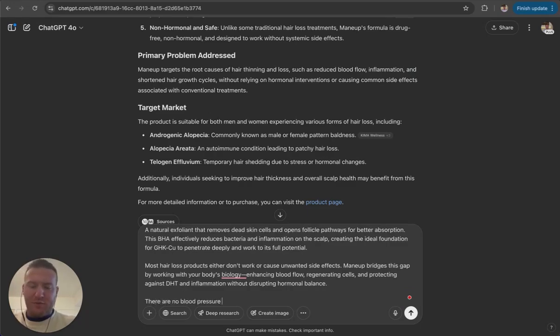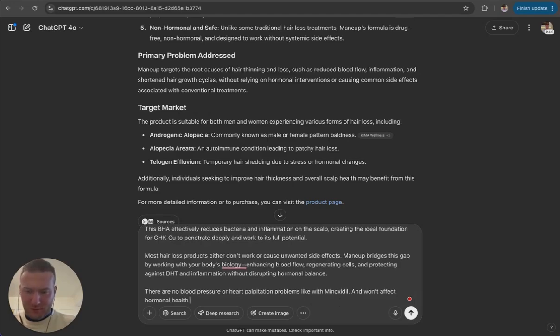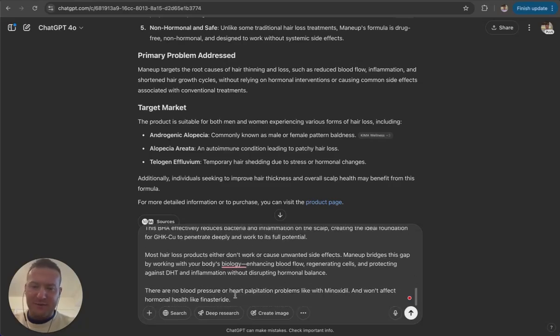There are no blood pressure or heart palpitation problems like with minoxidil. If you go on Reddit, there are all the people that have had terrible experiences with minoxidil. So that is a real thing. Going to target those people, and it won't affect hormonal health like finasteride. Now, obviously, with Facebook, you can't just say you're going to have ED and low libido. You can't say that in your ads, but it's kind of implied with won't affect your hormonal health.